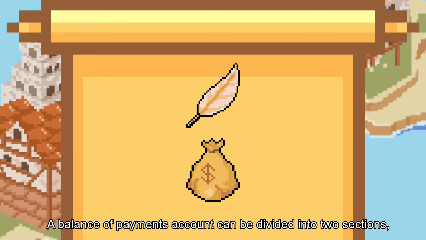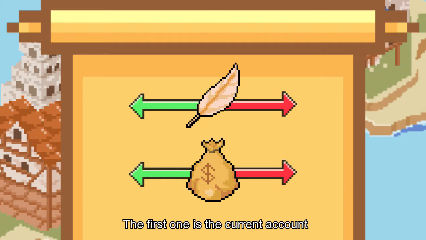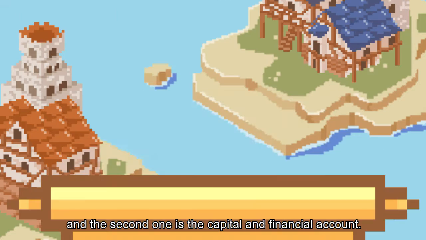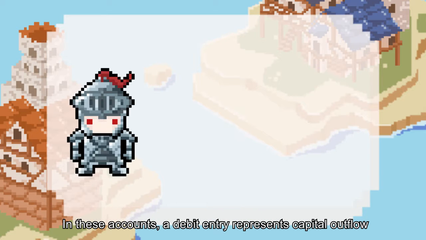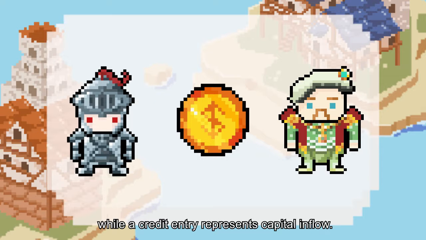A balance of payments accounts can be divided into two sections, aiming to record different kinds of international transactions. The first one is the current account, and the second one is the capital and financial account. In these accounts, a debit entry represents capital outflow, while a credit entry represents capital inflow.